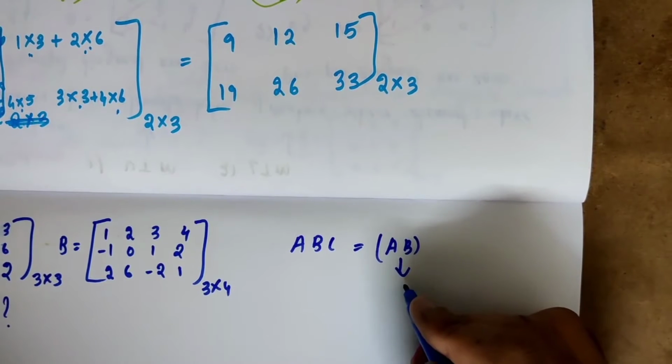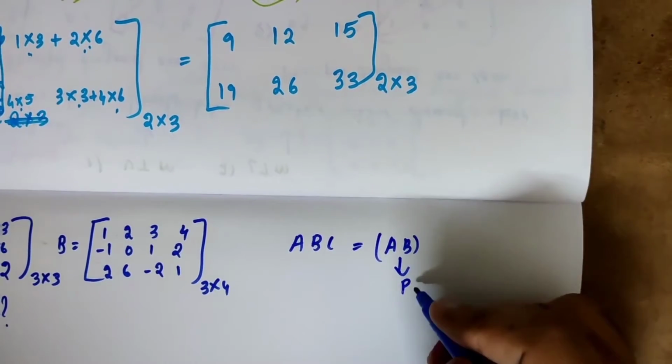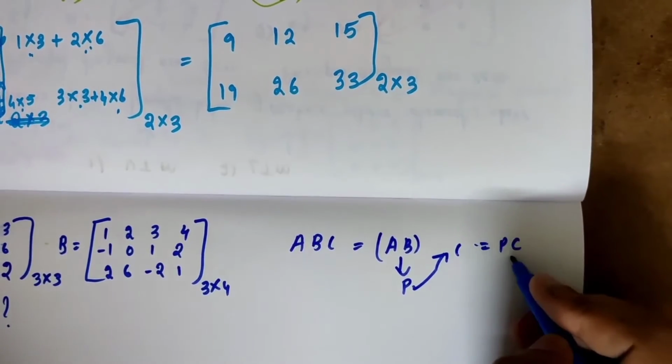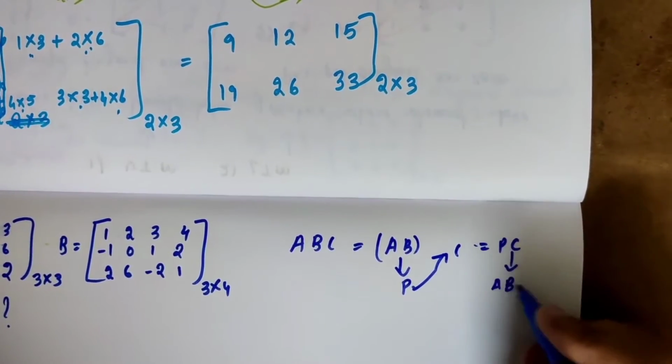Let us consider this result as P. Then you multiply this result with C, so then you can get PC. So PC is nothing but ABC. In this way you have to do.